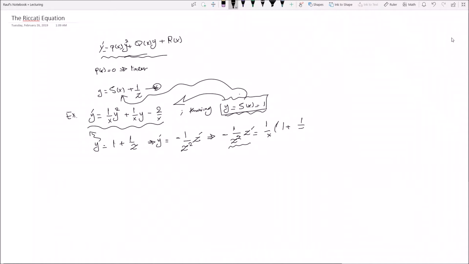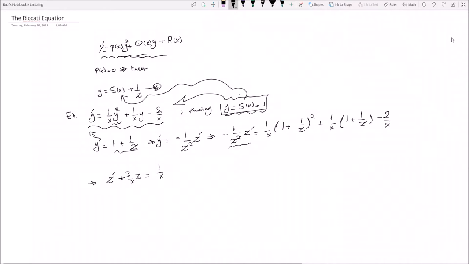Notice we're squaring because we have y squared here. We replace y with 1 plus 1 over z, so we need to square 1 plus 1 over z as a whole. Okay, let's continue the substitution. Plus 1 over x multiplied by 1 plus 1 over z, minus the last term 2 over x. Now, rearranging the equation will give you z prime plus 3 over x multiplied by z equals 1 over x.